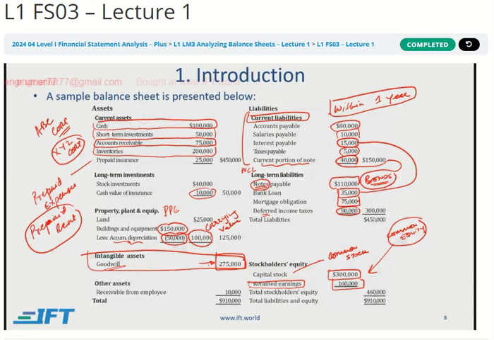And finally, you can have other assets such as a receivable from an employee, just a sort of miscellaneous item over there.